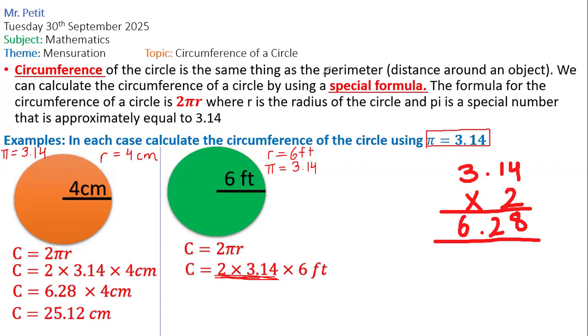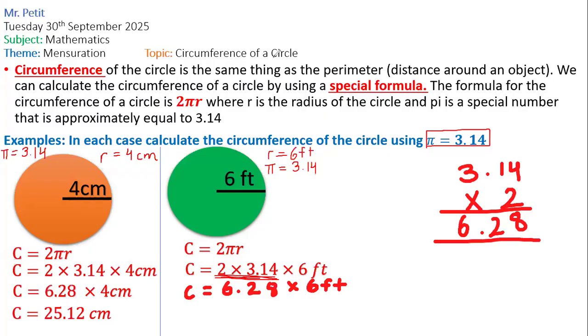All right. So, Jabron, you understand it so far? Yes, I believe so. That's good. So we're gonna have C is equal to 6.28 multiplied by 6 feet. Very good. Class, y'all understand this or no? Yes, sir.